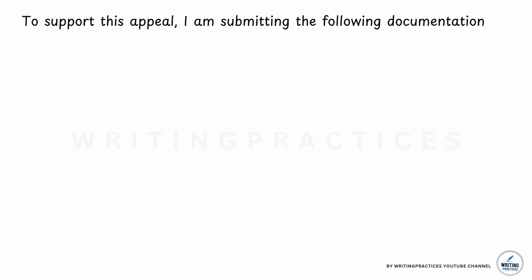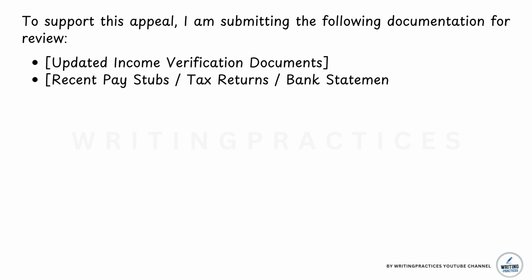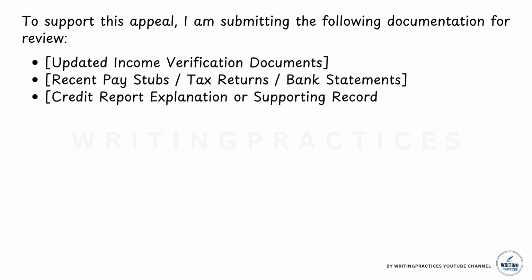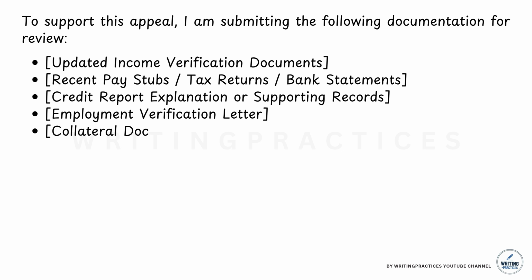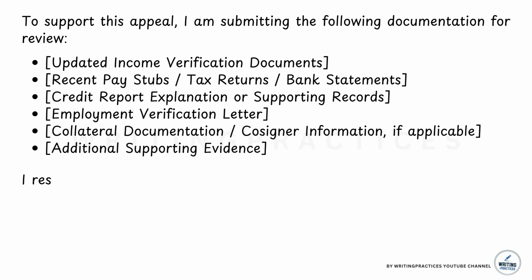Supporting documents section. Now list your supporting evidence. For example, to support this appeal, I am submitting the following documentation for review: updated income verification documents, recent pay stubs, tax returns, and bank statements, credit report explanation letter, employment verification letter, updated asset documentation. Supporting documents are often one of the most important parts of a loan appeal because financial decisions rely heavily on evidence.